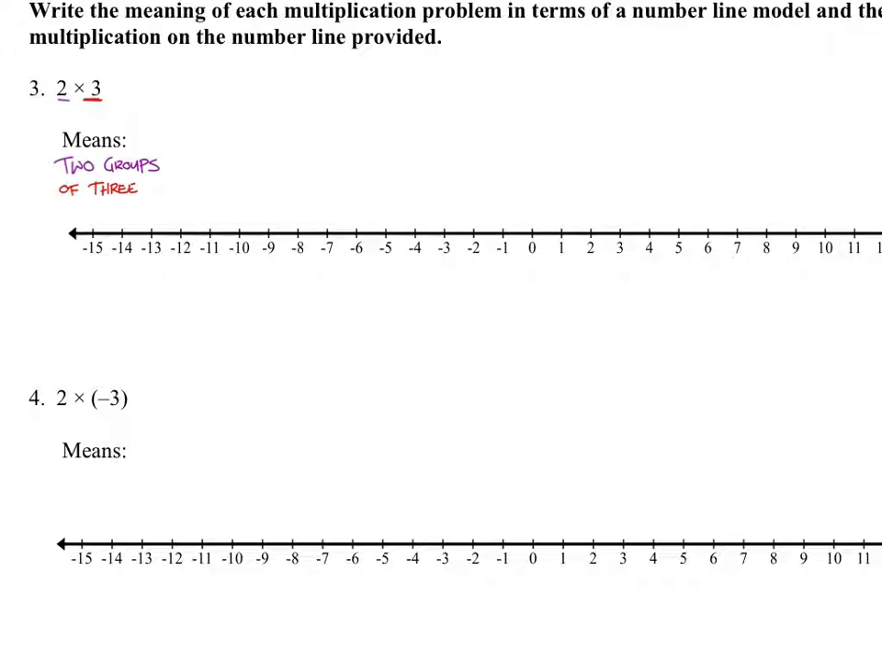So let's go ahead and model this now on the number line. So again, we want to start at 0. So let's give ourselves one group of 3. There's 1. And then another group of 3. Bam. Puts us at 6. So we can see that the product is 6.